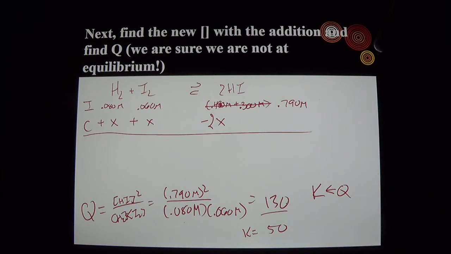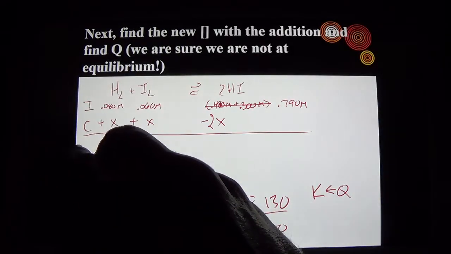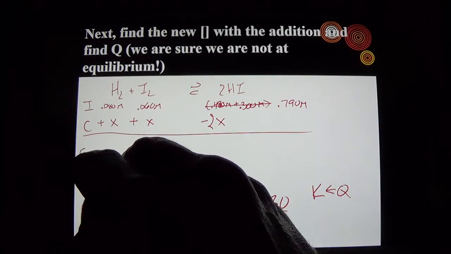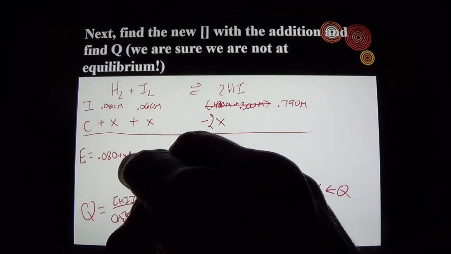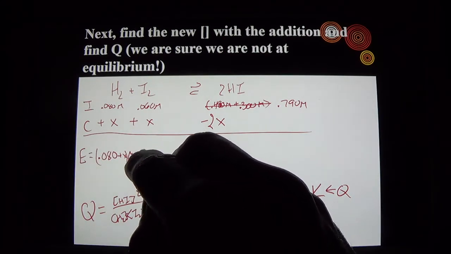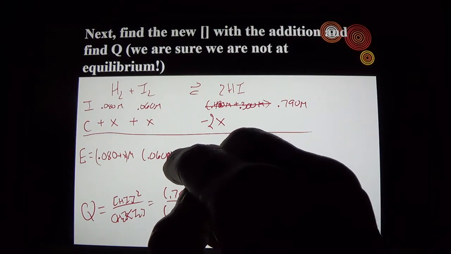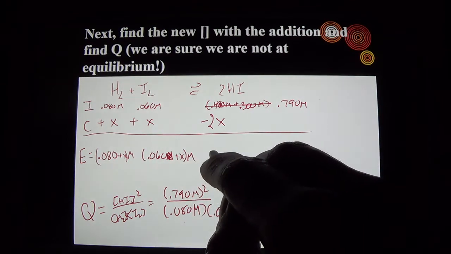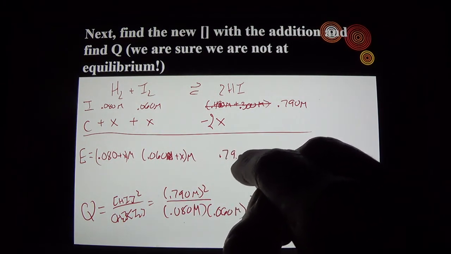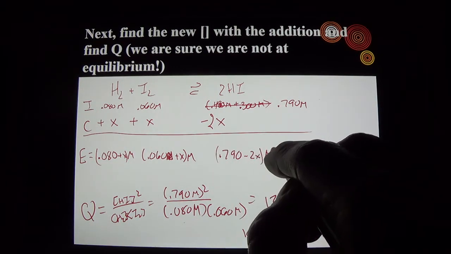Okay? But if they don't say those words, you can just say, according to Le Chatelier's principle, I need to use up some of this to make some of that to get back to equilibrium. So what do I have at equilibrium? Well, I have 0.080 plus X molarity. And I have 0.060, let's keep it consistent, plus X molarity. And over here I have 0.790 minus 2X molarity. I wanted the parenthesis there.